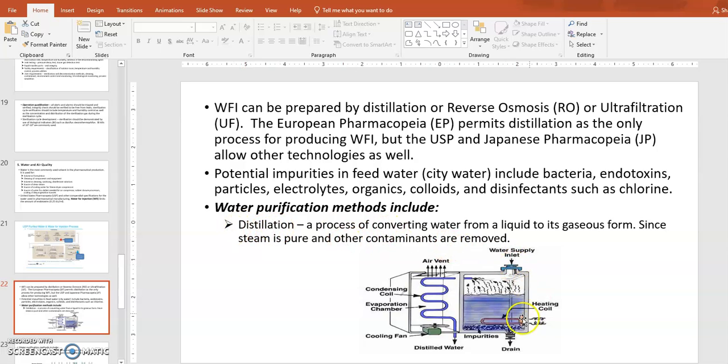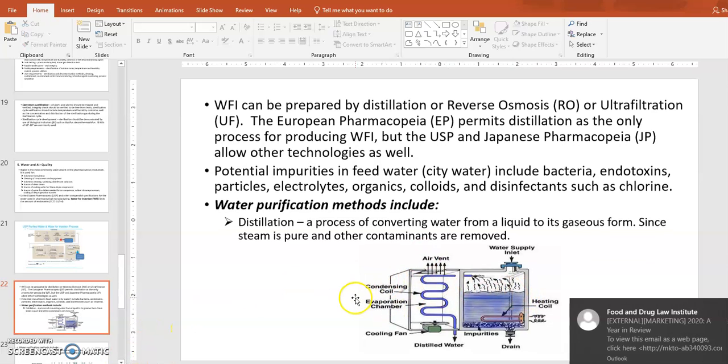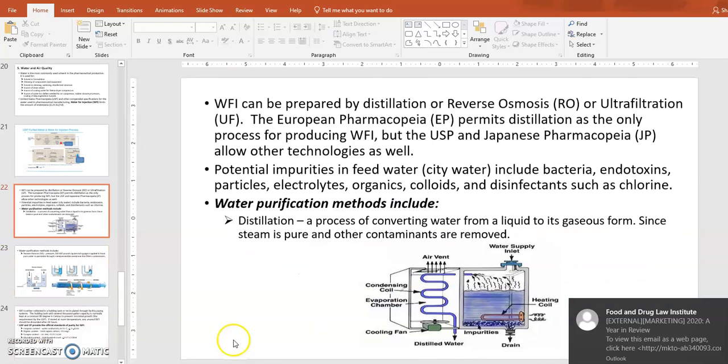Distillation, of course, is the boiling of water. You collect the vapor and you cool it down to get the liquid water again. Okay, so let's stop.